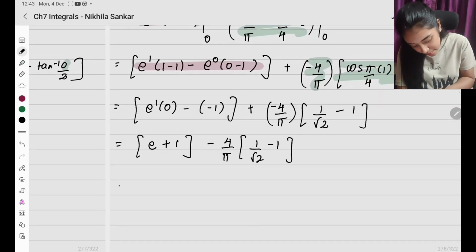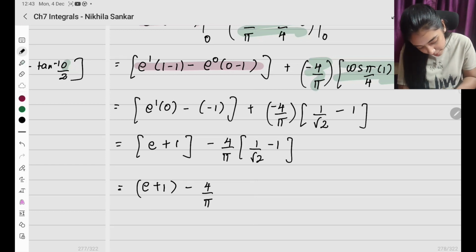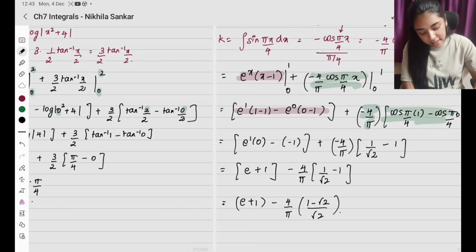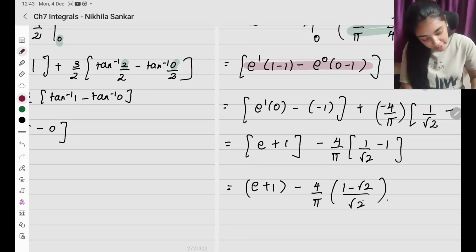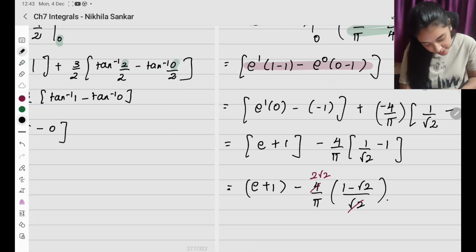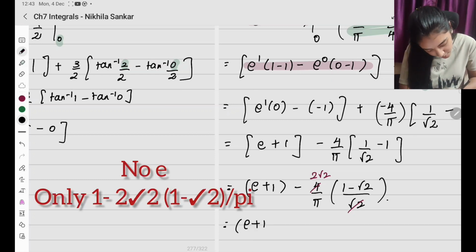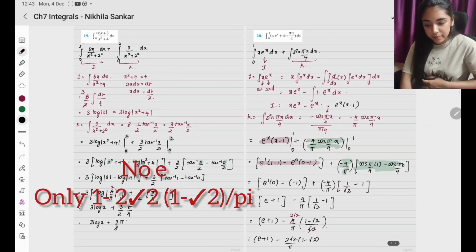When I take the LCM, you have e plus 1 minus 4 by pi times 1 minus root 2 divided by root 2. So how can we simplify this further? I have root 2 here, so this becomes 2 root 2. So the final answer can also be written as e plus 1 minus 2 root 2 divided by pi into 1 minus root 2. Okay, please copy.